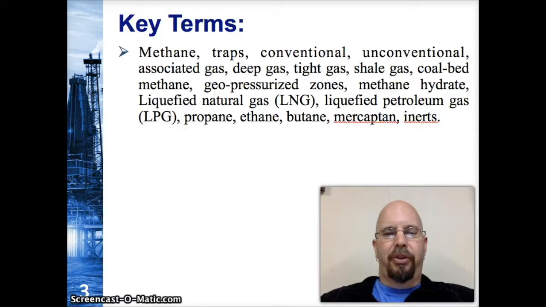Key terms for Section 2 are methane, traps, conventional and unconventional gas, differing from conventional and unconventional oil, which we talked about last section, associated gas, deep, tight, and shale gas, coal bed methane, geopressurized zones, methane hydrate, liquefied natural gas, liquefied petroleum gas, propane, ethane, butane, mercaptans, and inerts.